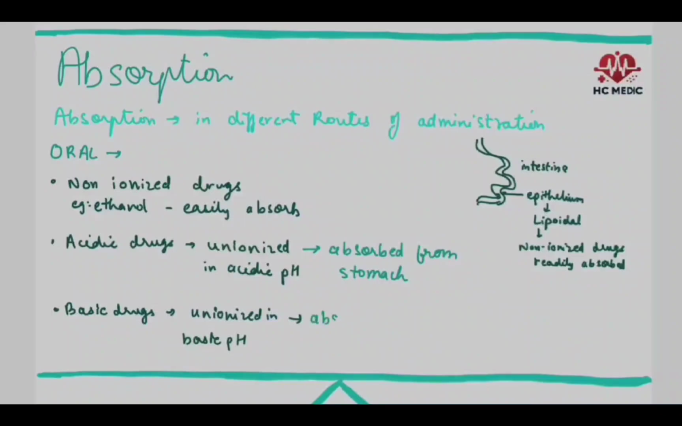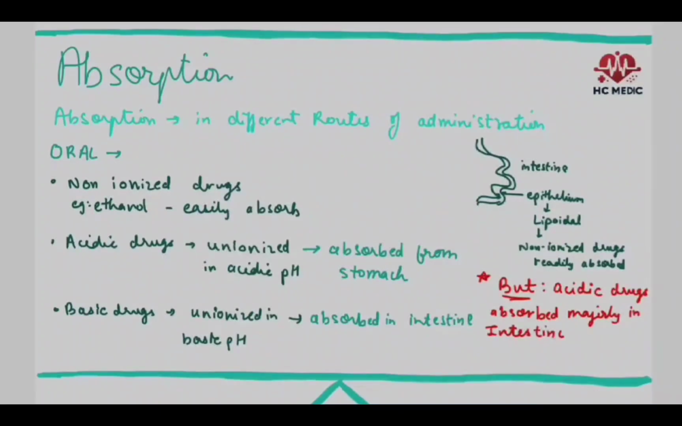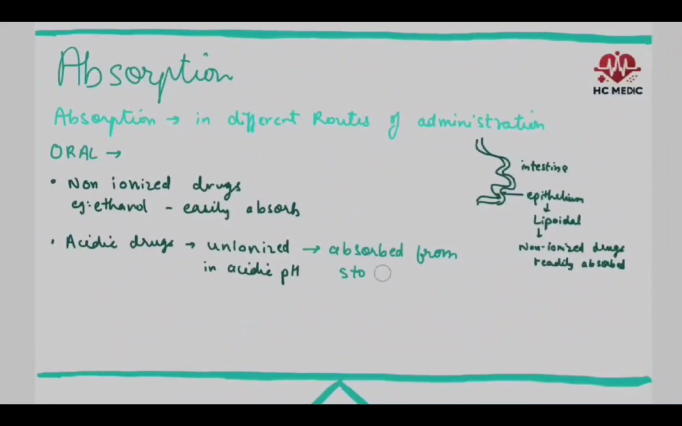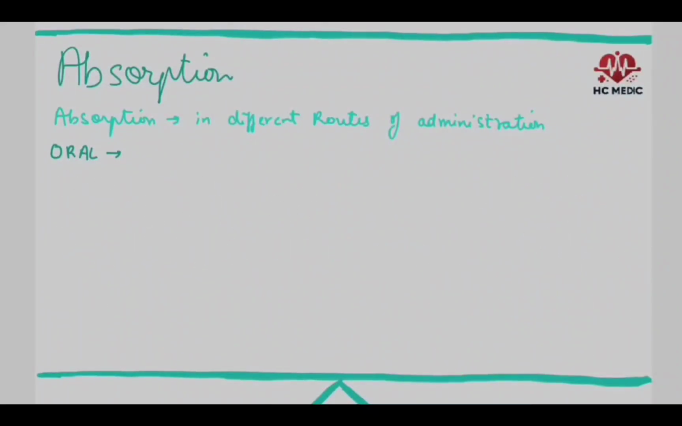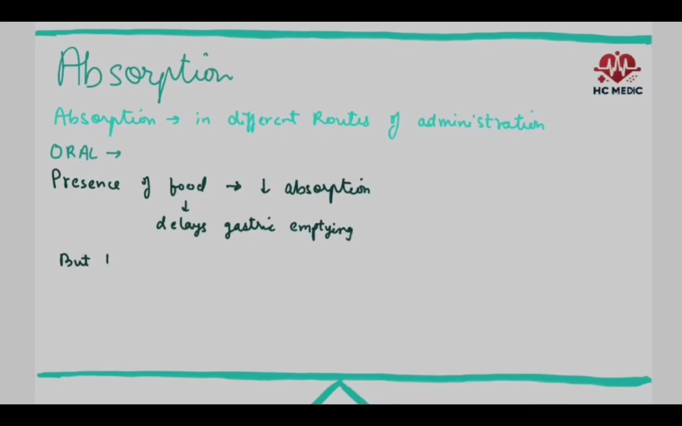Next is basic drugs, unionized in basic pH, absorbed in the intestine because of the basic pH in the intestine. But important point is acidic drugs absorb majorly in the intestine because of 2 factors, that stomach is having thick mucus, and another point is that the surface area of stomach is small as compared to intestine. So majority of absorption is in the intestine, even for the acidic and basic both type of drugs. Another important point is that presence of food decreases the absorption because it delays the gastric emptying. But exception is that fatty food enhances absorption of few drugs like lumefantrine.